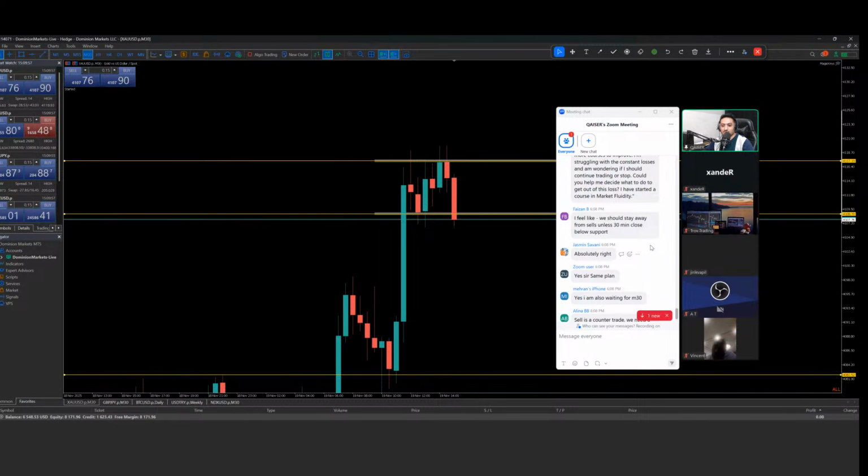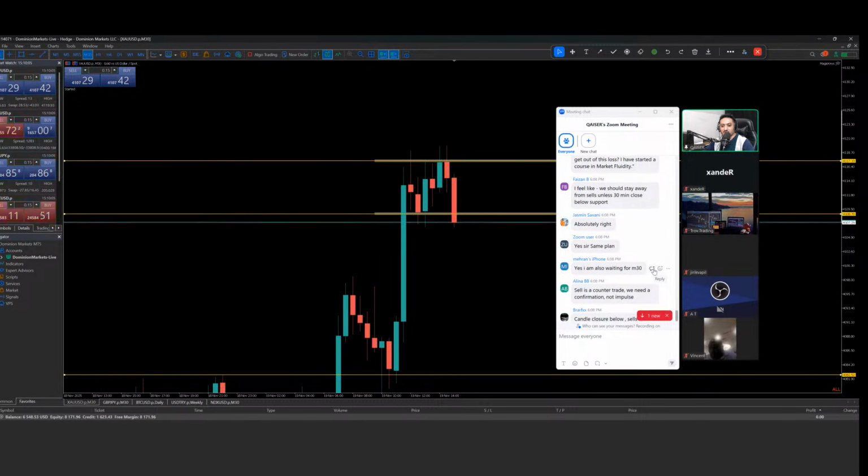I feel like we should stay away from sells unless there's a 30-minute close below support. We'll see. If the 50-minute also closes below the support, I will give my trade a chance. It's the opening of the NY session, so depending on volume it makes sense, but only if the candle closes below the support. Yes, sir, same plan.